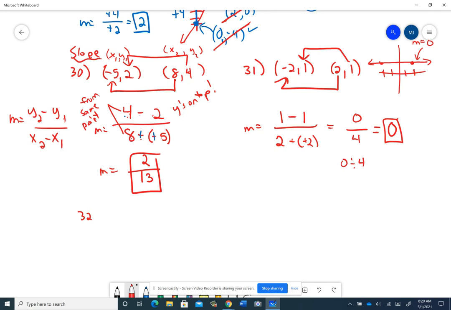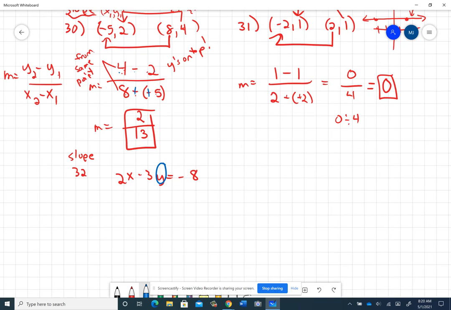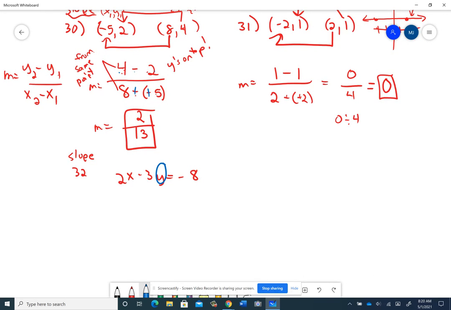All right, then 32 was the one we did earlier. 32 said find the slope. And it gave you an equation that was in standard form. And so the strategy we used was to rearrange the equation so that y was on a side by itself. Because if we could get the equation to be in this form, that number in front of x would be our slope.